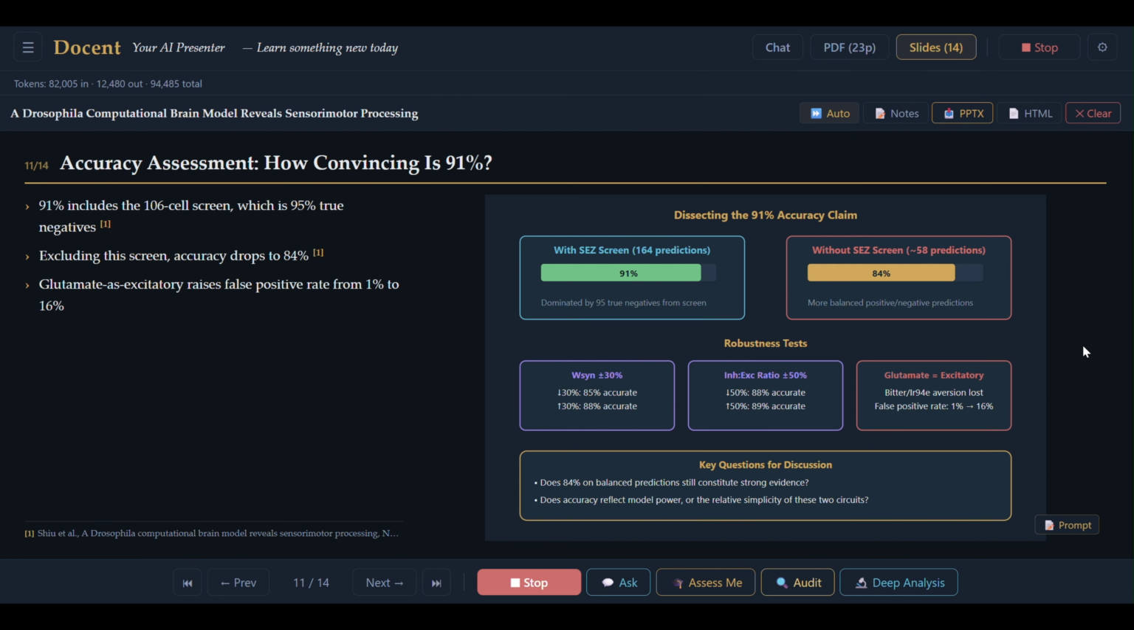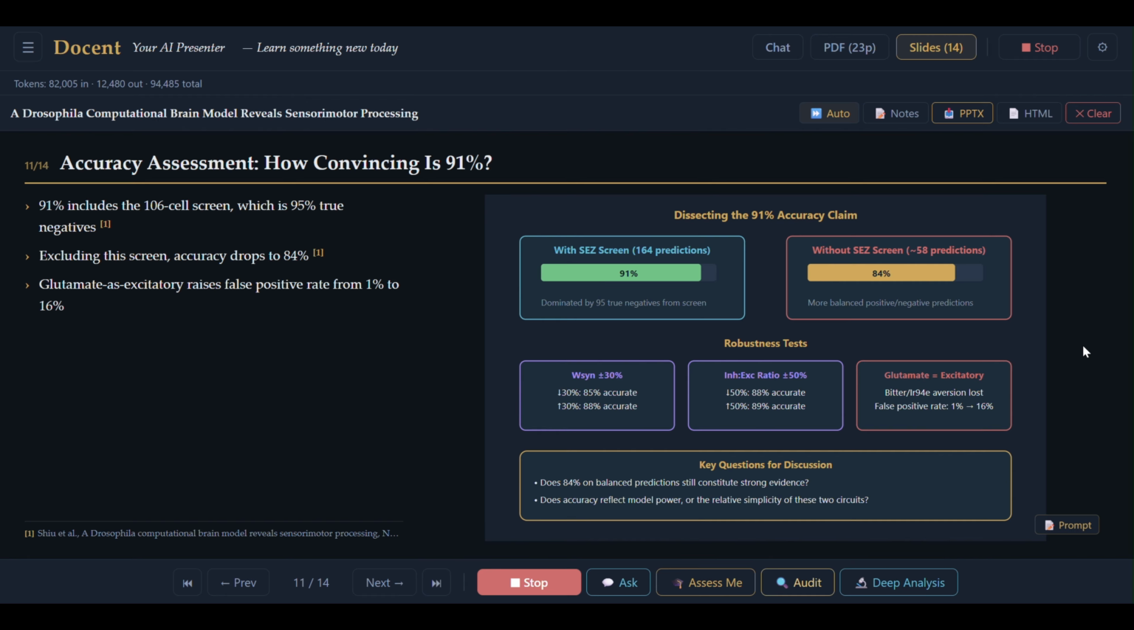Let's unpack the accuracy claim carefully. The headline figure of 91% across 164 predictions is heavily influenced by the SEZ split-GAL4 screen, where 95 of 106 cell types are predicted not to activate MN9, and most of those are indeed true negatives. Excluding this screen, accuracy drops to 84%. That's still good, but it's a different conversation.